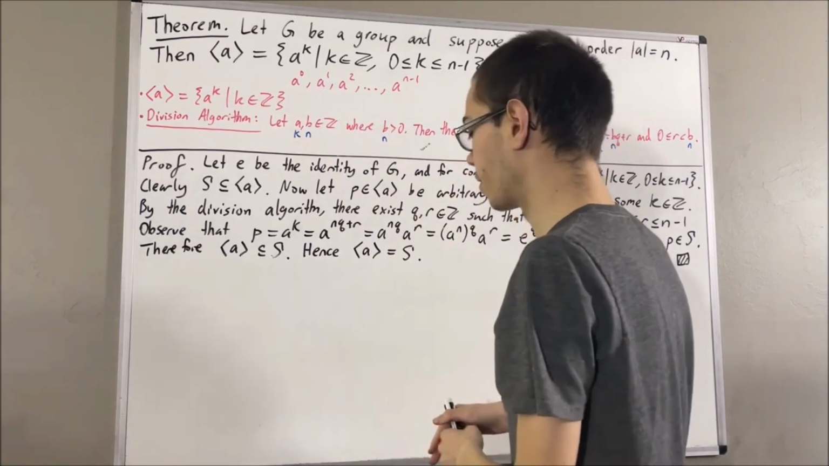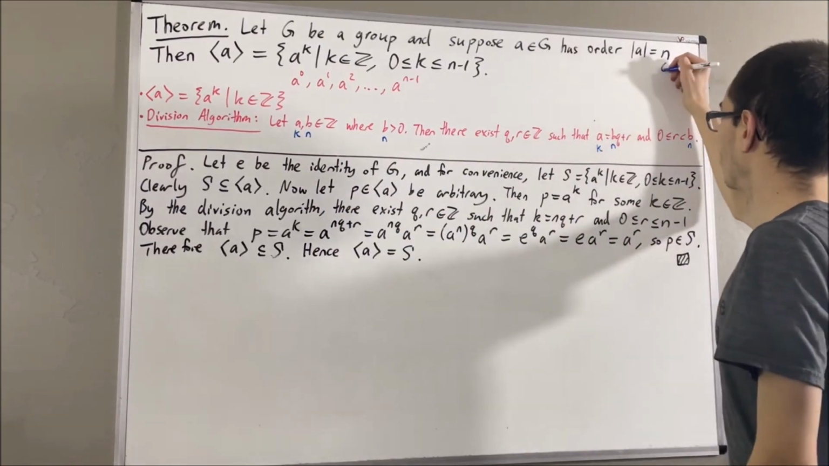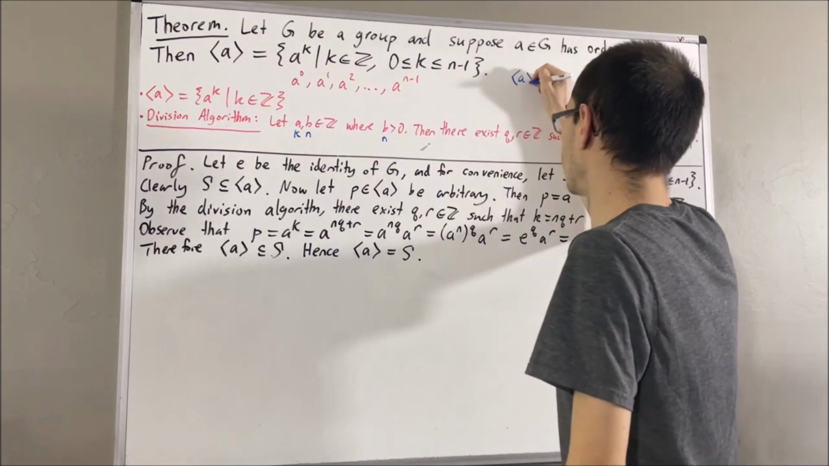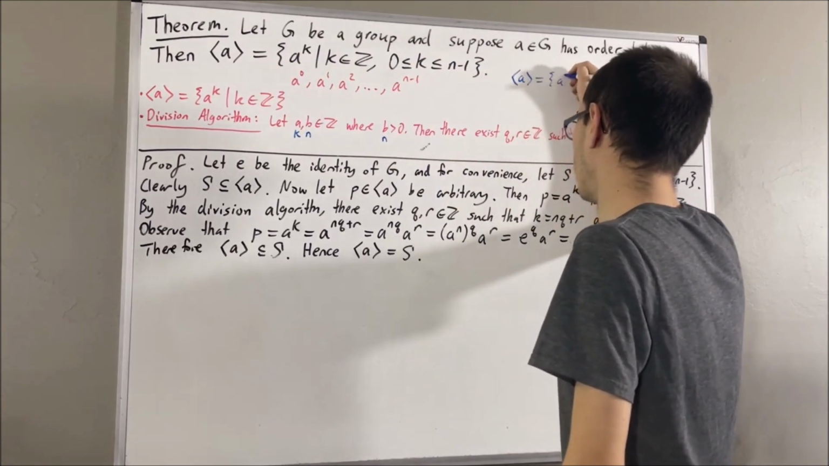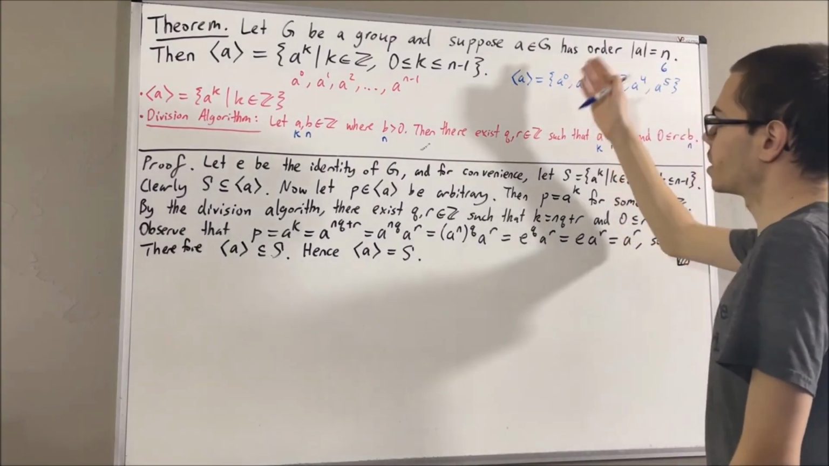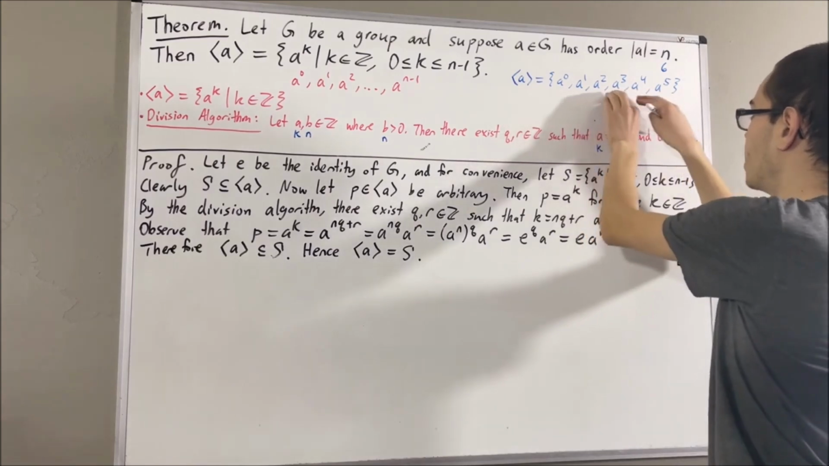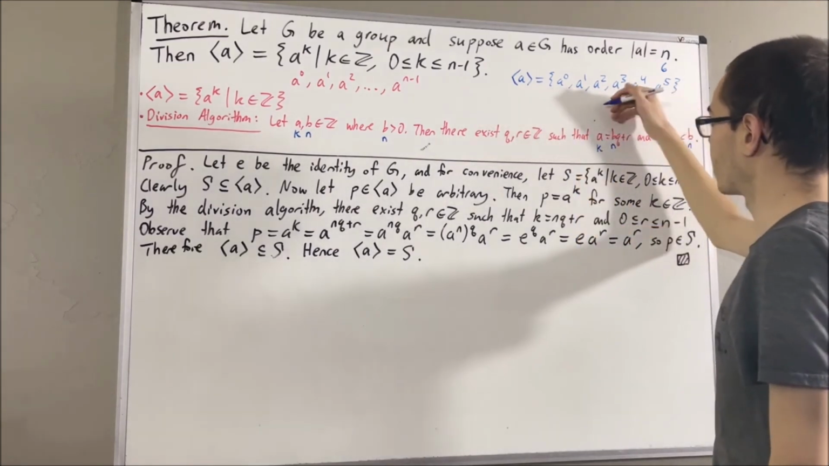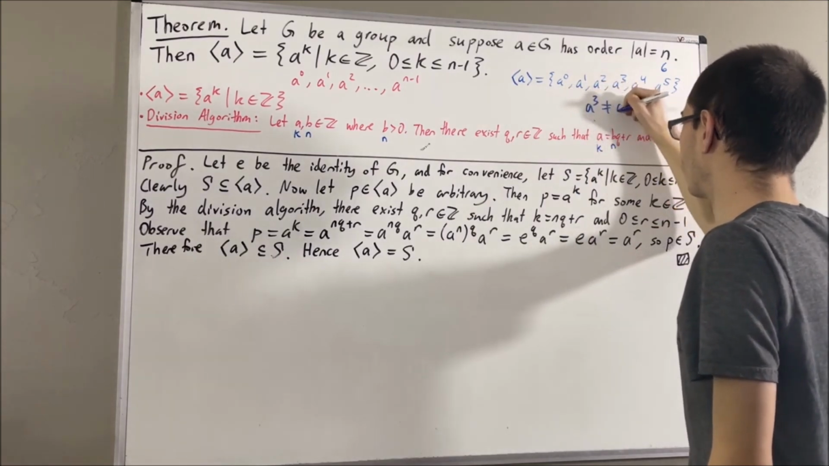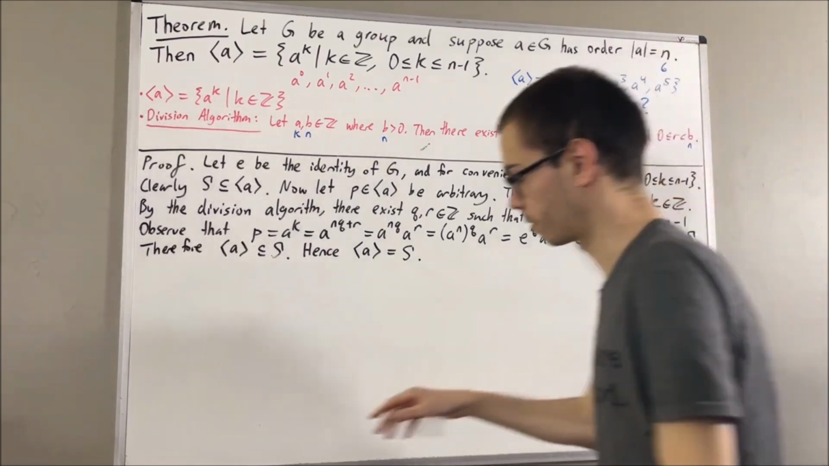For example, if we consider n equal to 6, then in that case, the subgroup G generated by A is exactly the elements a to the power 0 through a to the power 5. But what this theorem doesn't tell us is whether or not every pair of elements in this set are distinct. For example, is it true that a to the power 3 is distinct from a to the power 5? And so our claim is the following.